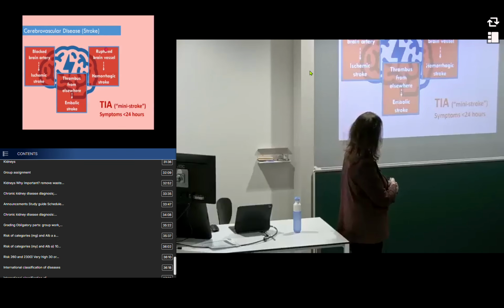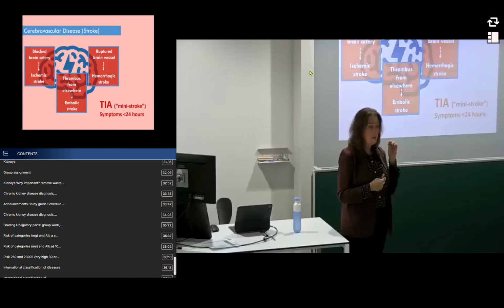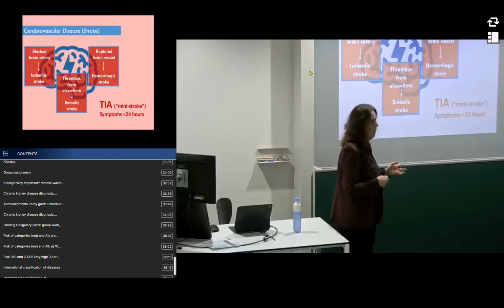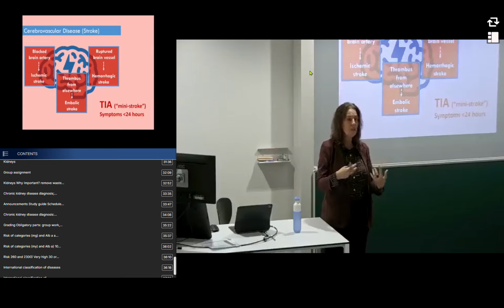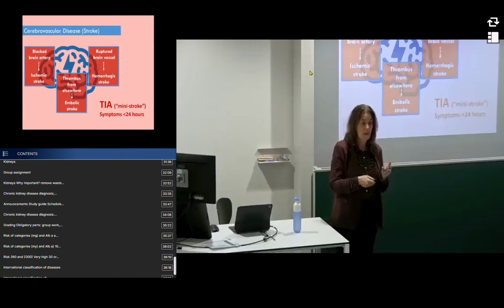Or you can have a rupture of a blood vessel in the brain. And that can be caused by atherosclerosis, but it can also be a weak spot in a brain artery. It can also rupture. And then you get a hemorrhagic stroke. So that's a bleeding in the brain. So these are different types of stroke. You also have what we call a TIA, a transient ischemic attack. That's also a kind of brain infarction, but then the symptoms disappear within 24 hours. It's kind of a mini stroke, and a strong warning sign for getting a real stroke.